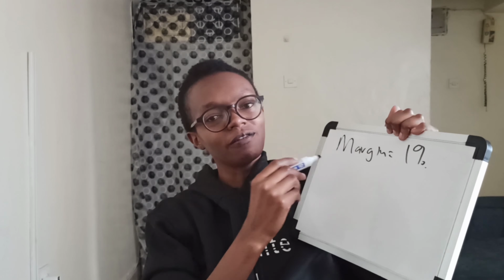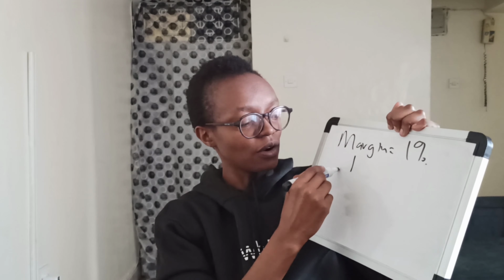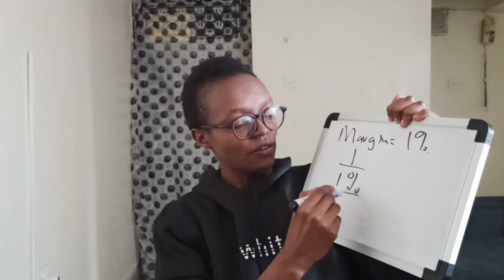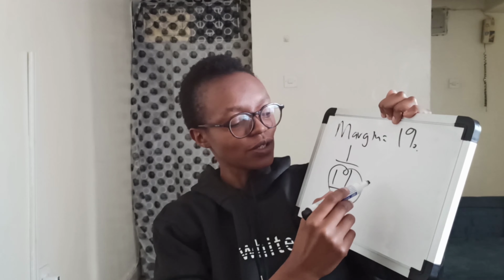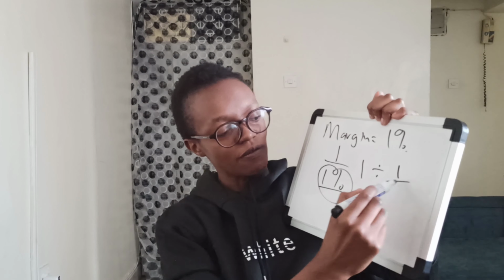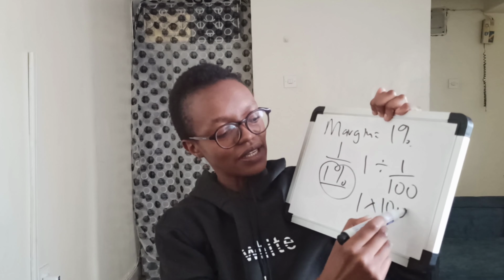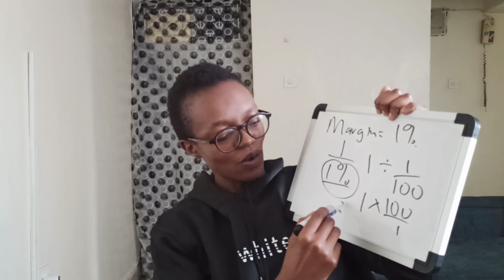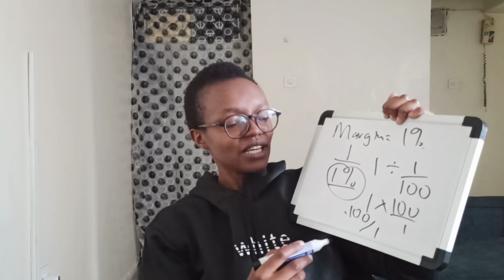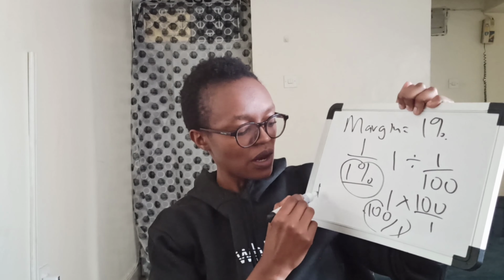Leverage is 1 divided by margin requirement. So it's 1 over 1%. If I'm to write this in fraction form, it's going to be 1 over 100. So it's 1 divided by 1 over 100. So it's going to be 1 times 100 over 1, meaning it's 100 over 1. If I'm to write this in the form of a ratio, it's going to be 100:1. So this now will be leverage.